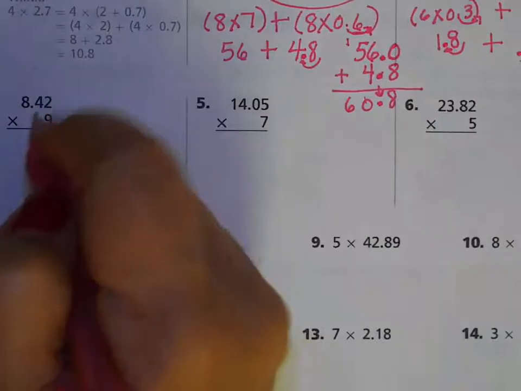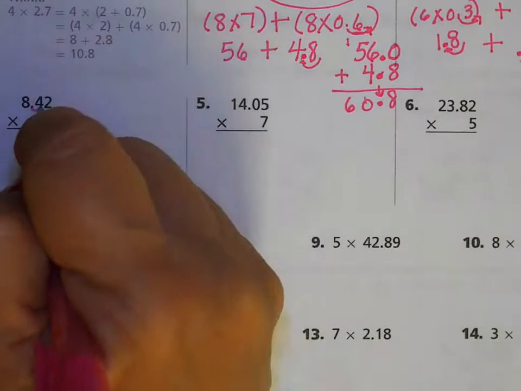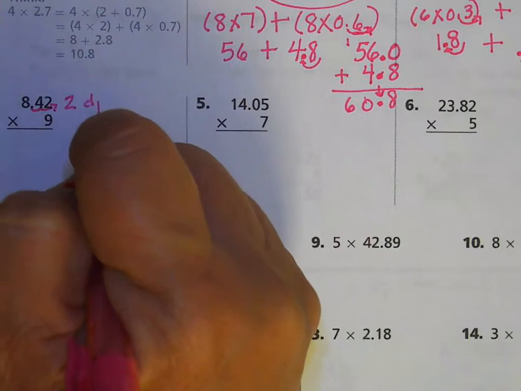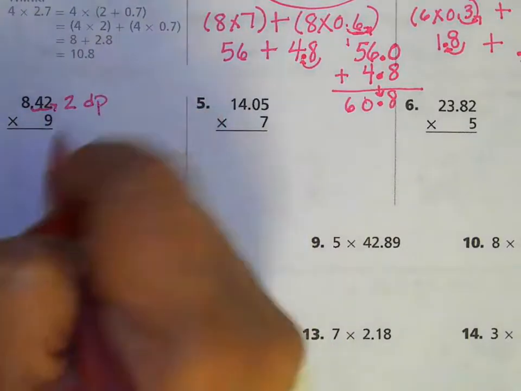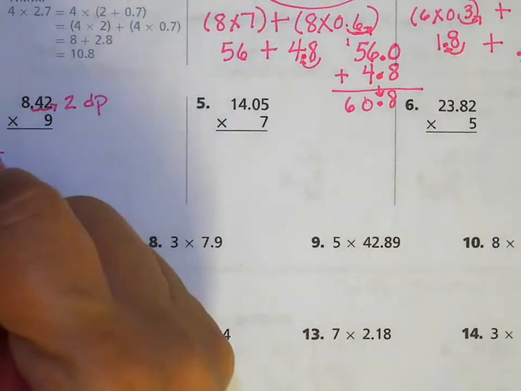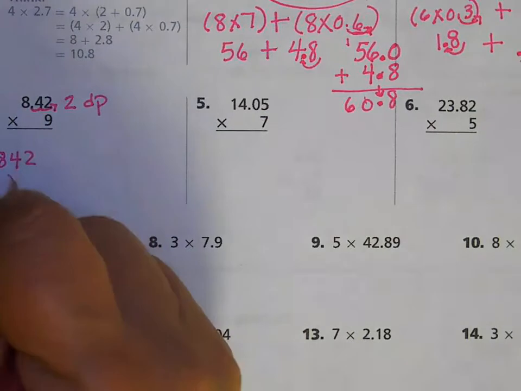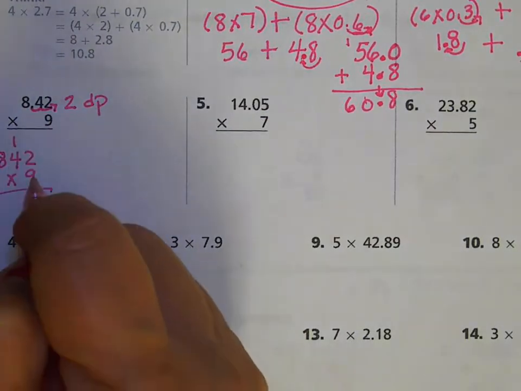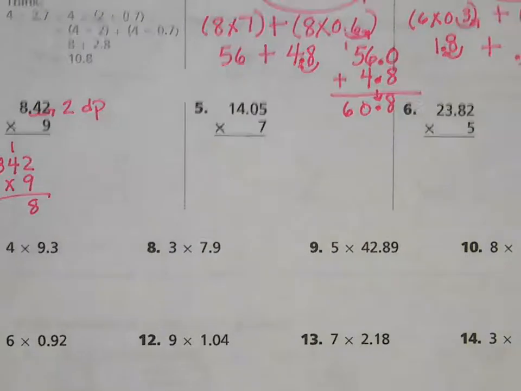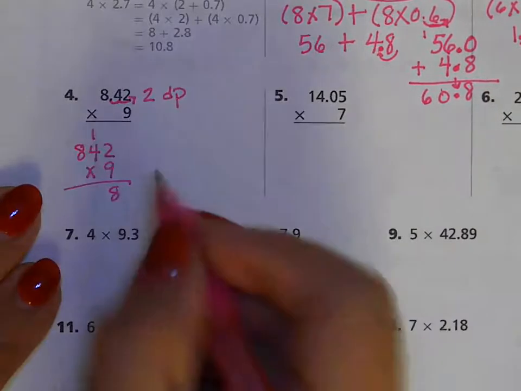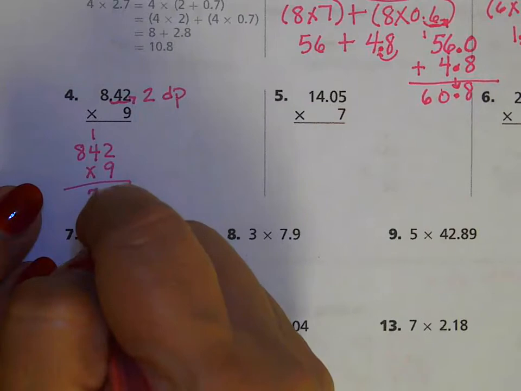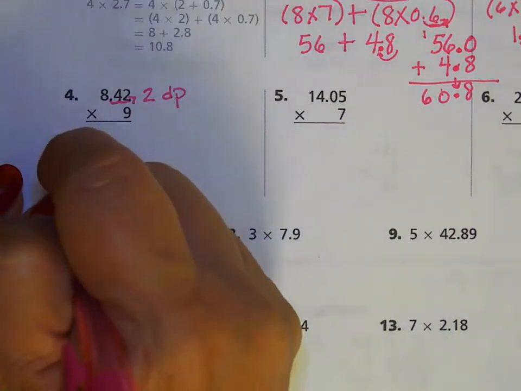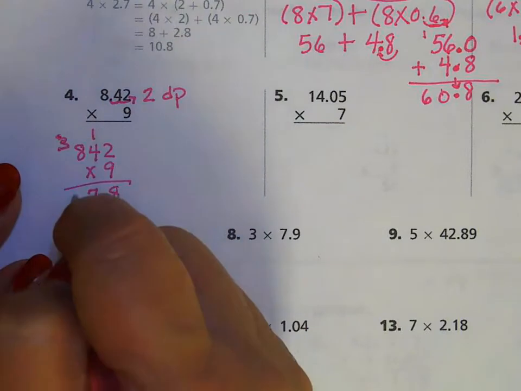This next one, I'm moving it out, and you're just doing the standard algorithm. So I'm going to put 2 decimal places. There's a 0 on there. So I'm going to think of it as being 842 times 9. It's 18. 9 times 4 equals 36 plus 1 equals 37. 9 times 8 is 72, 73, 74, 75.